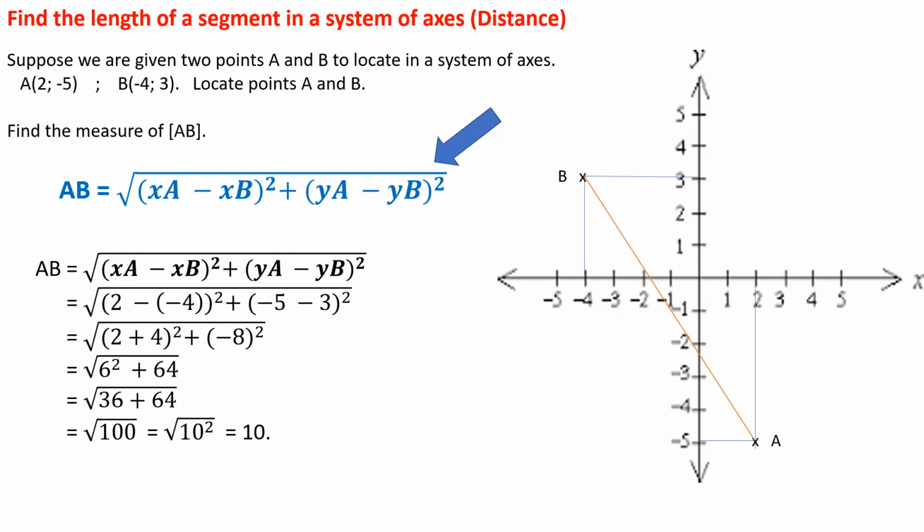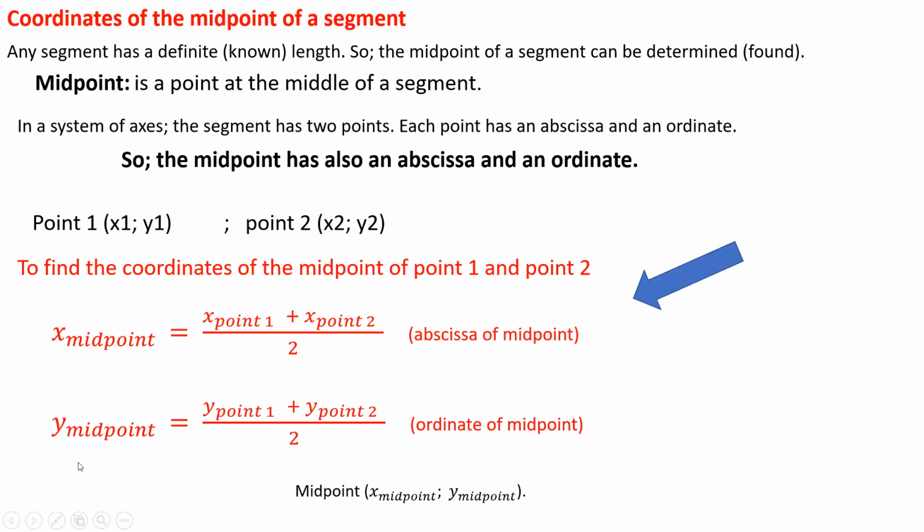Apply this example on a draft to practice more, please. So the segment AB is equal to 10.